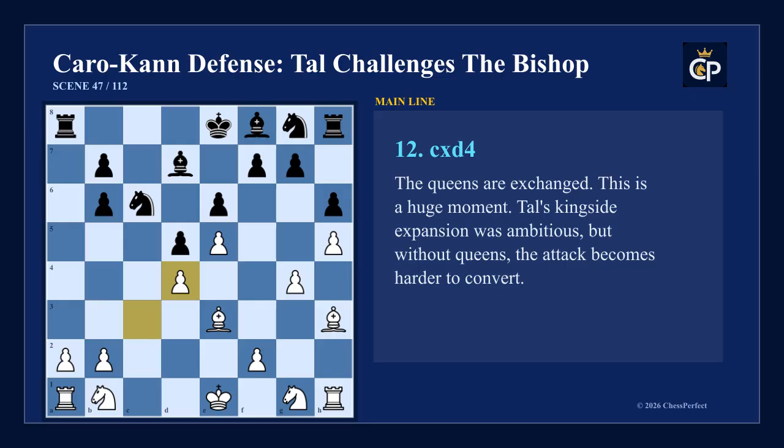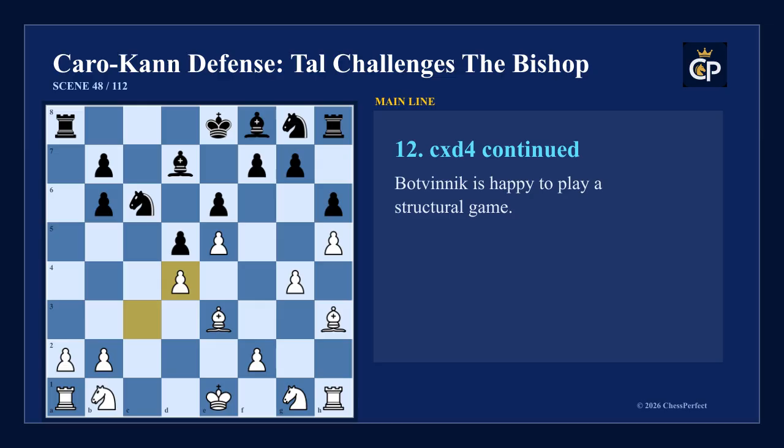This is a huge moment. Tal's kingside expansion was ambitious, but without queens, the attack becomes harder to convert. Botvinnik is happy to play a structural game.